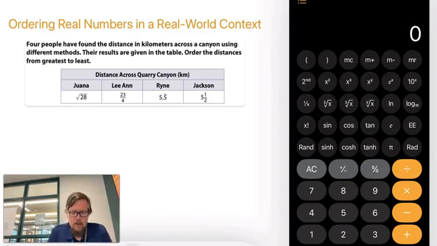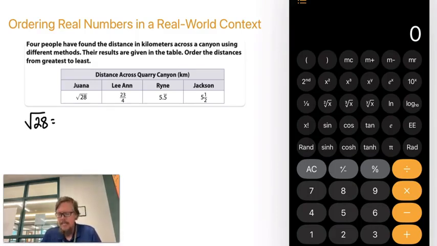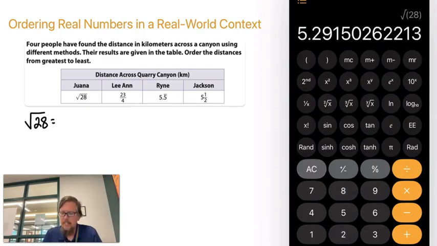So let's go ahead and take a look at our first number, which is the square root of 28. And the easiest way to estimate this as a decimal is, of course, to use a calculator. So let's do square root 28 in the calculator. And the calculator says 5.29. I don't know how many places after the decimal we're going to need, so let's go ahead and do 4 just in case. So that's Juana with square root of 28.